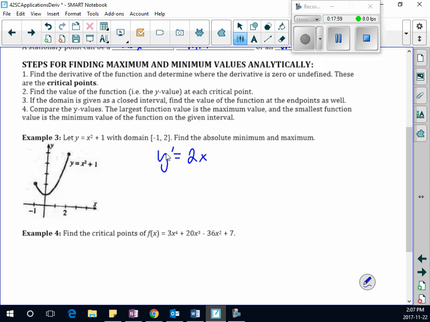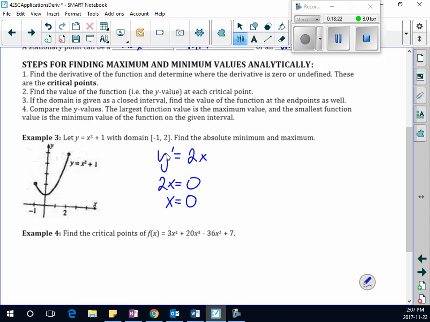Okay, we could find where it's 0. So 2x equals 0, so that means there's a critical point at x equals 0, but I won't know what the value is until I actually calculate it. I just know something's going on at 0, okay? Which I can see right there. There's a local min, right?